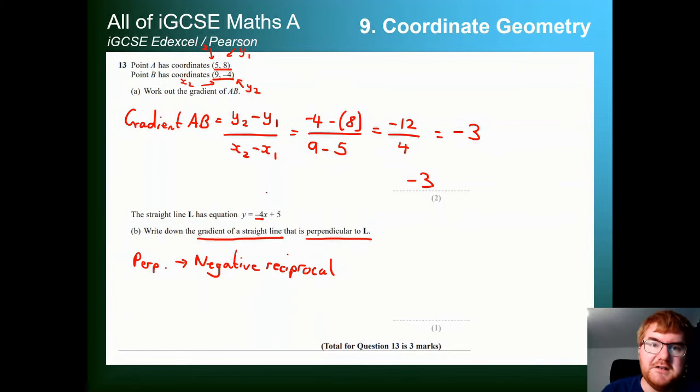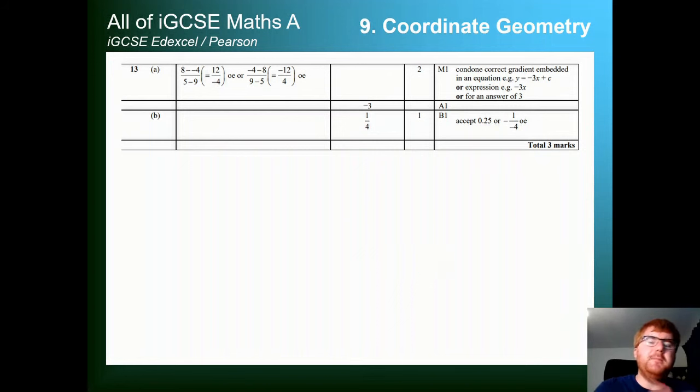Well, we take the minus 4, we flip it, so we do 1 over 4, and then change the sign, so minus to plus or plus to minus. So in this case, it started as a minus, so we want it to be a plus. Therefore, the perpendicular gradient, which we'll see in a later question how it's actually used, is equal to 1/4. And you really want to be picking up these kinds of marks, 3 marks, middle of the paper, making sure you get those C grade topics and B grade topics secure.